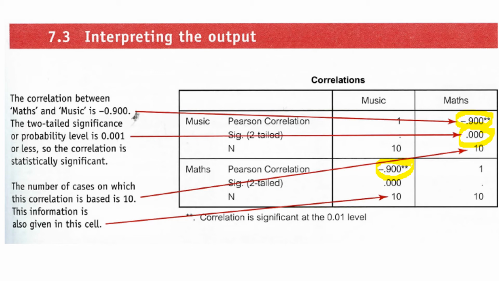So we can say that there is a strong correlation between music and math. And the n here, 10, is showing the number of cases, or your sample number. So the number of cases on which this correlation is based is 10. This information is also given in this cell. So basically these two columns are showing the same thing.